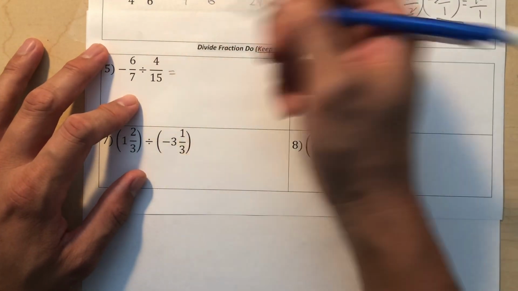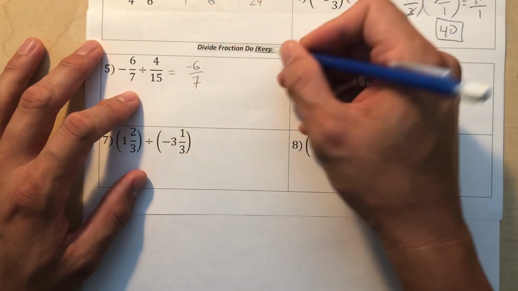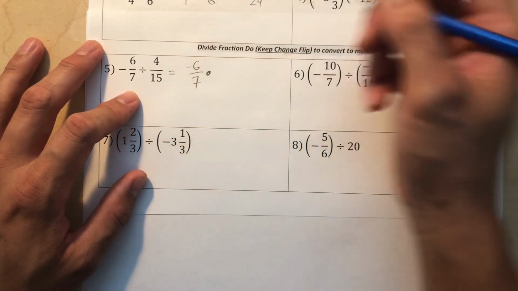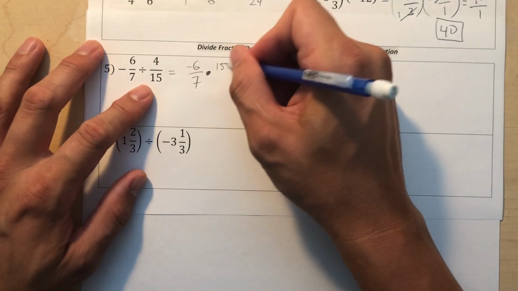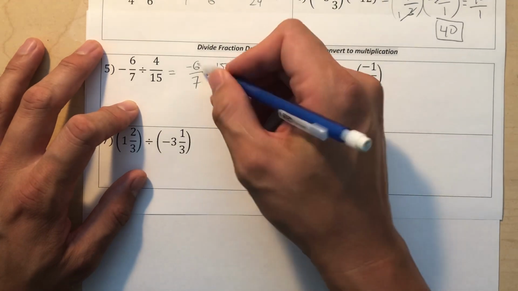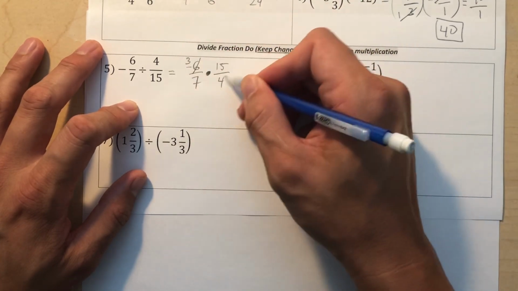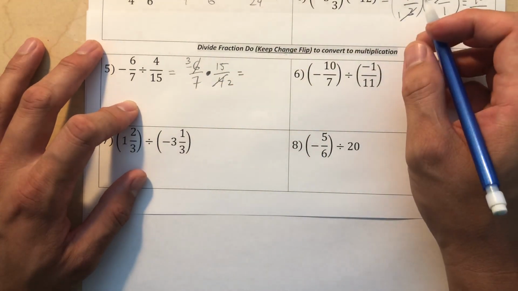All right, so let me show you how to do that real fast. So I'm gonna keep exactly the first one as is, change the division to multiplication, and now to change the multiplication, you gotta flip the second fraction. That gives me 15 over 4. All right, cross reduce, I can divide by 2, I get 3, divide by 2 gives me 2. And this one I can't reduce, so I'm done there, okay?